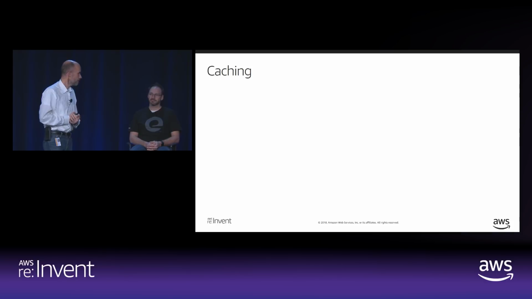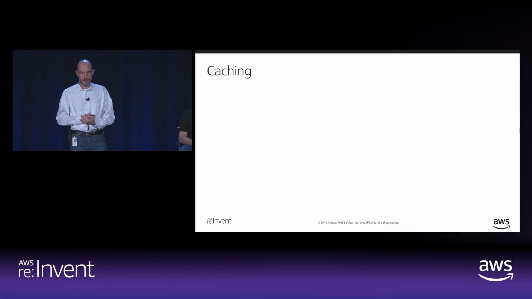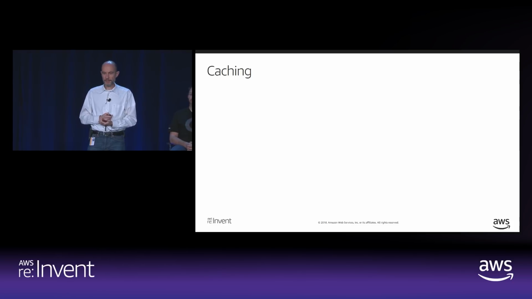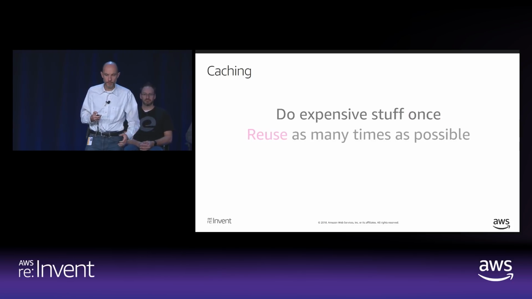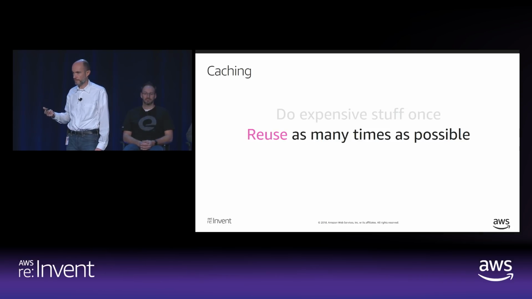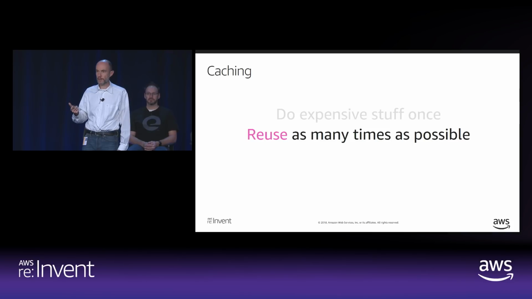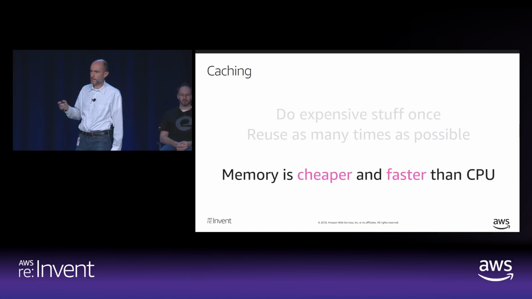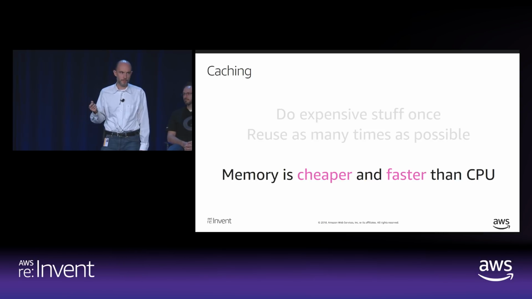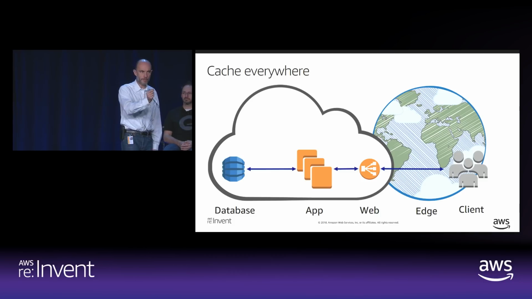Patrick and JC already used some caching in their architectures. And the thing is, caching means that you do the expensive stuff only once, and then you can reuse it as many times as possible. This is a great trick to save money, and it also accelerates your architecture a lot. The reason is that memory tends to be a lot cheaper and faster than CPU cycles. And you can cache at every level of your application.